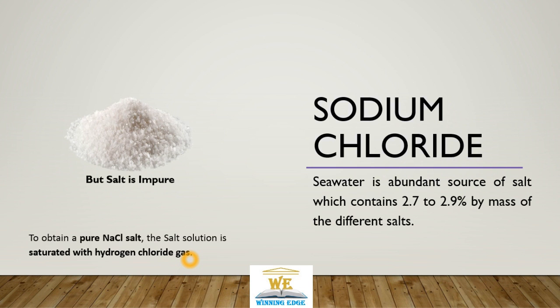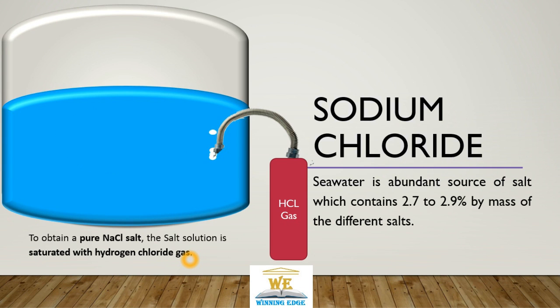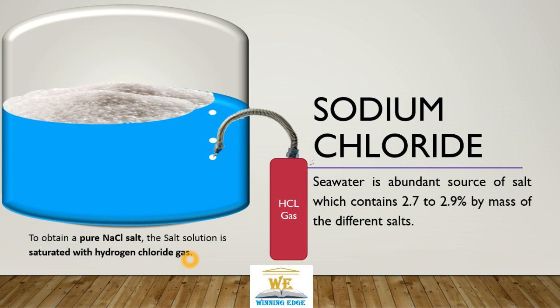We need to pass HCl gas through a saturated solution of sodium chloride. We are passing HCl gas in that, and what will we get? Precipitation of pure sodium chloride, according to Le Chatelier's principle. If you remember, we are increasing the dissolved chloride anions in that. To compensate for it, pure sodium chloride precipitates out.